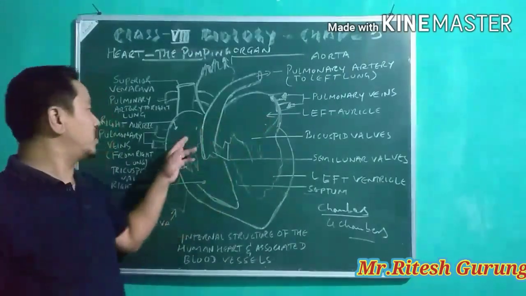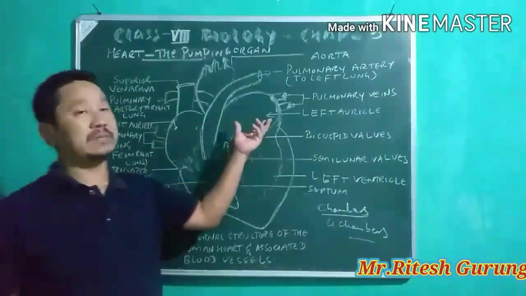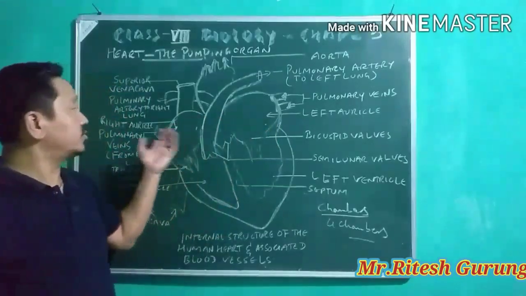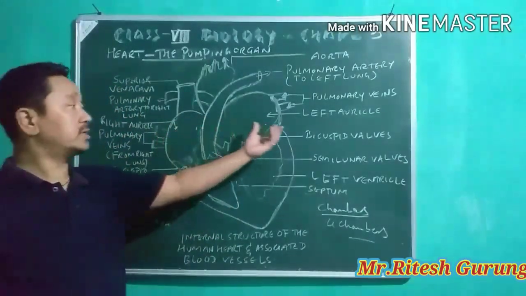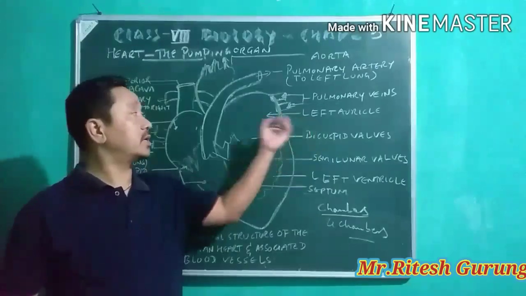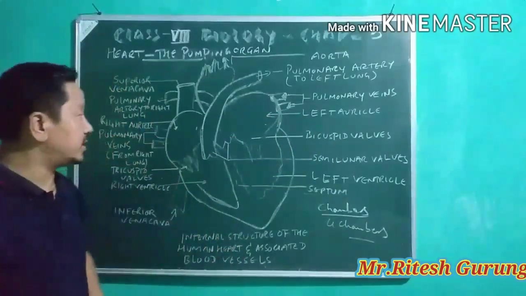The question might be asked, what is the function of the right auricle or the left auricle? The function of the right auricle is to receive the impure blood. The function of the left auricle is to receive the pure blood. Please remember one thing here.